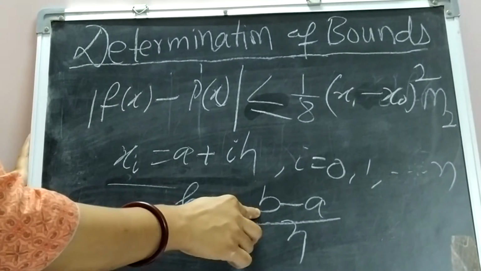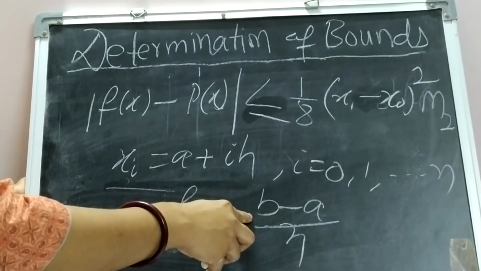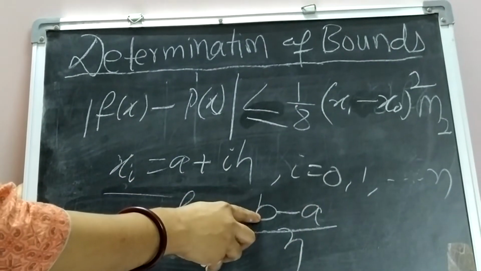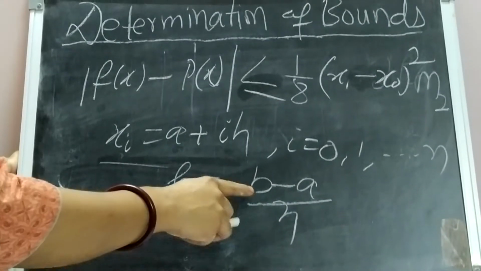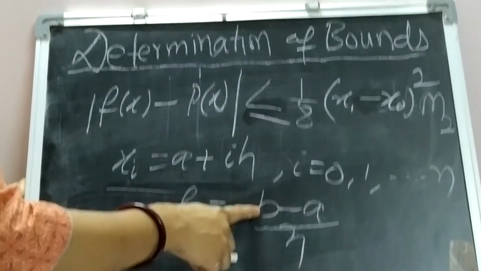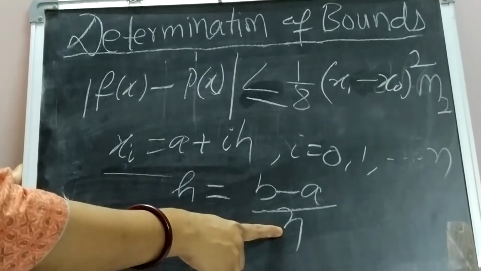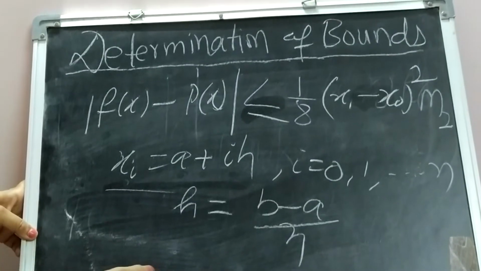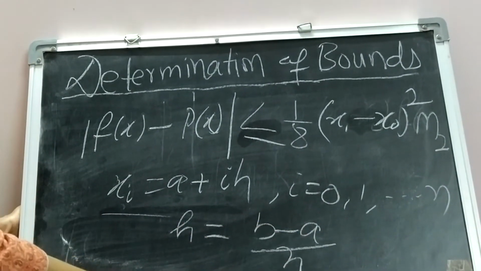B is what? The end point. That is, suppose you have n points x0 to xn, then this will be (xn minus x0) by n. If you have only 2 points, then b will be equal to x1, a will be equal to x0, so x1 minus x0, and then n will be equal to 1 in that case, because we have only one interval in between. So h is equal to (b minus a) by n.